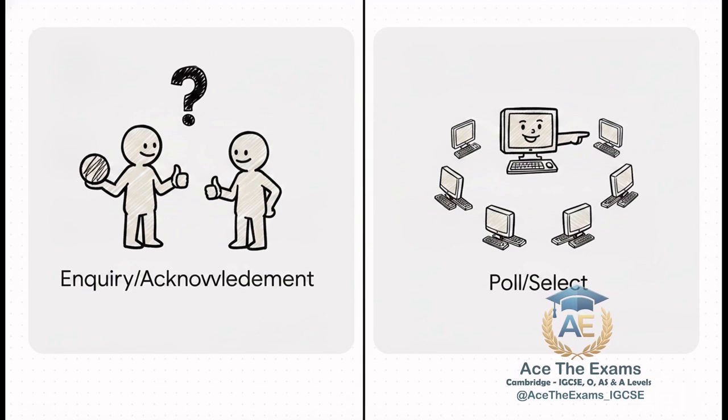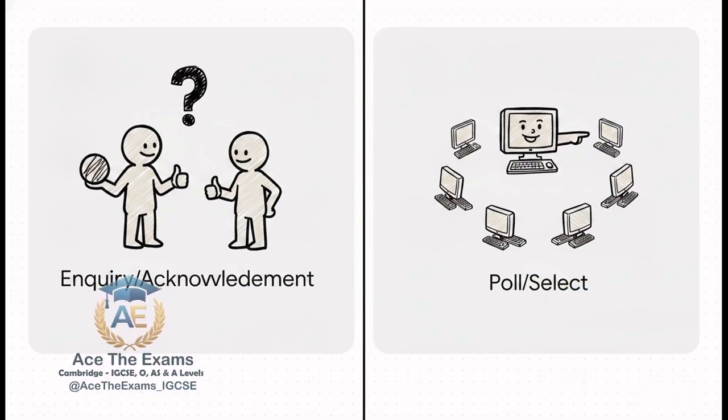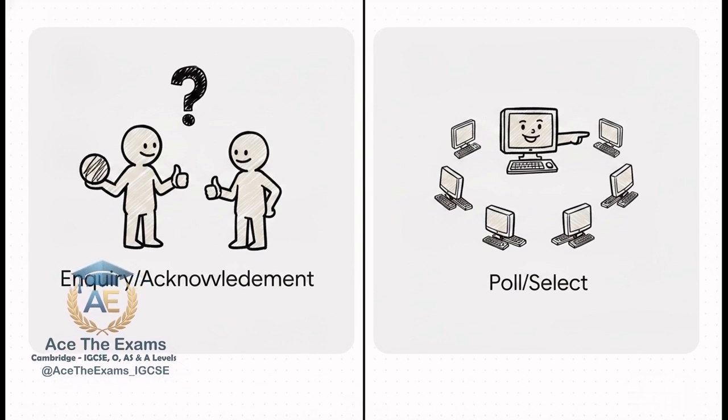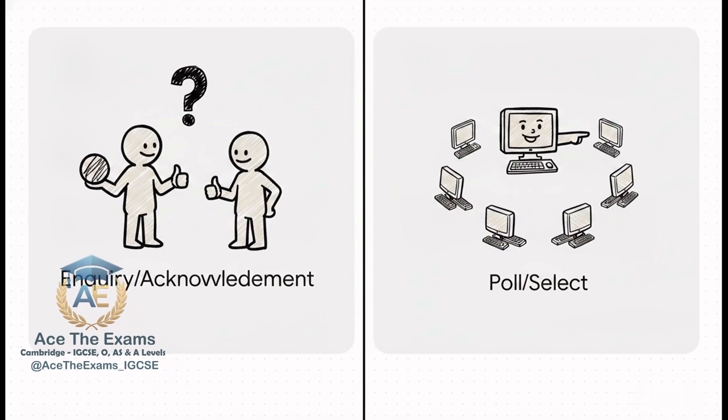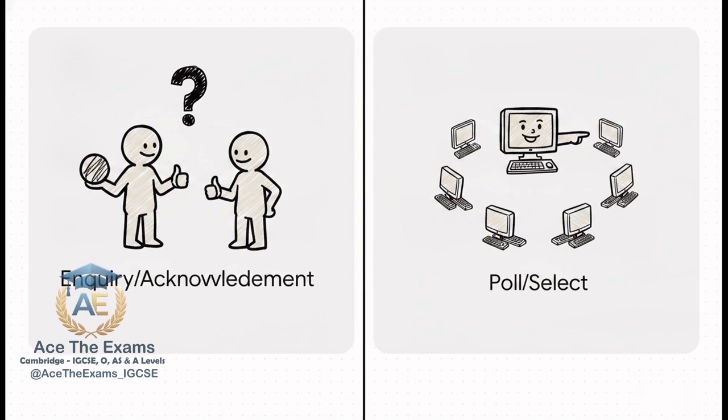On the left side here, we have ENQ/ACK, which stands for Enquiry and Acknowledgement. This is essentially peer-to-peer. It's like politely asking a friend, "Hey, are you ready?" before you throw them a ball. You send an enquiry, and if the receiver is good to go, it replies with a positive acknowledgement, an ACK. If it's busy, you get a NAK, a negative acknowledgement.